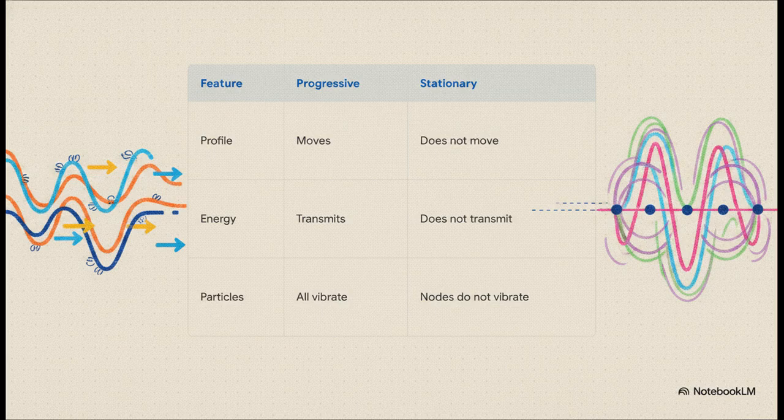But a stationary wave? Totally different story. The wave profile literally does not move. It transmits zero energy forward. And honestly, the craziest part is that there are specific spots on a stationary wave, called nodes, where the particles literally do not vibrate at all. They are dead still while the particles right next to them are going crazy.